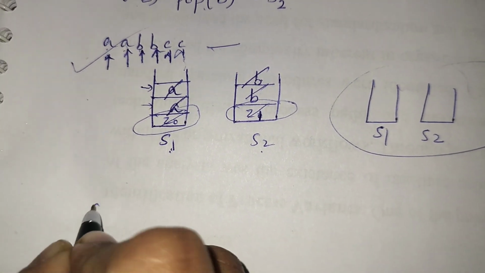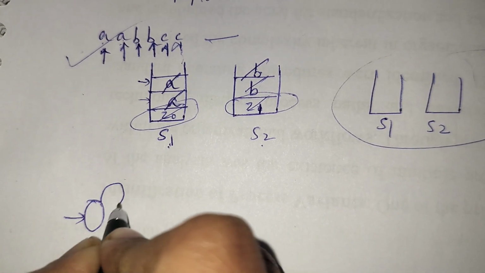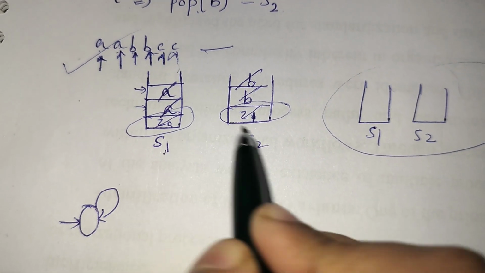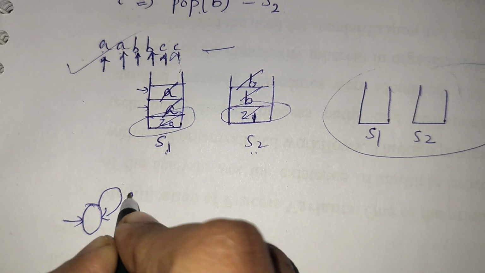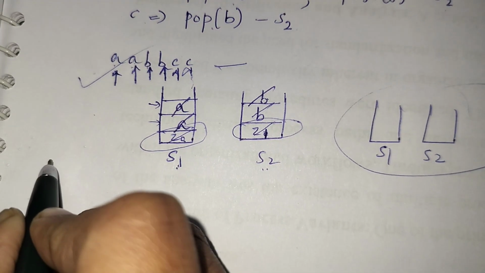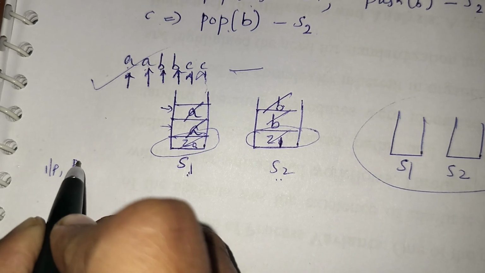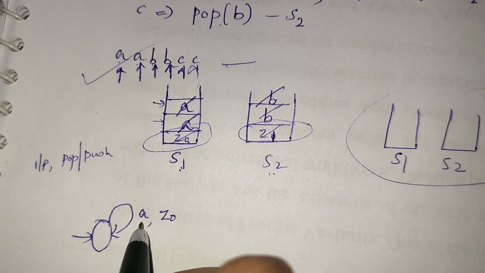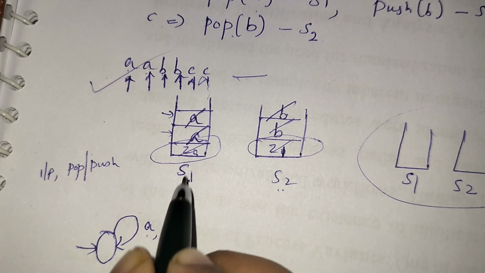Now how to draw the transition diagram? See, first state Q naught. Initially, just assume that set 0 is in S1 and set 1 is in S2. Then whenever I am seeing A, I am not popping anything. In a PDA, how do we draw the transition? Input symbol, comma, pop, bar, push, or pop hyphen push. Whenever I am seeing the input symbol A, I am not popping anything, as the stack top already contains set 0.